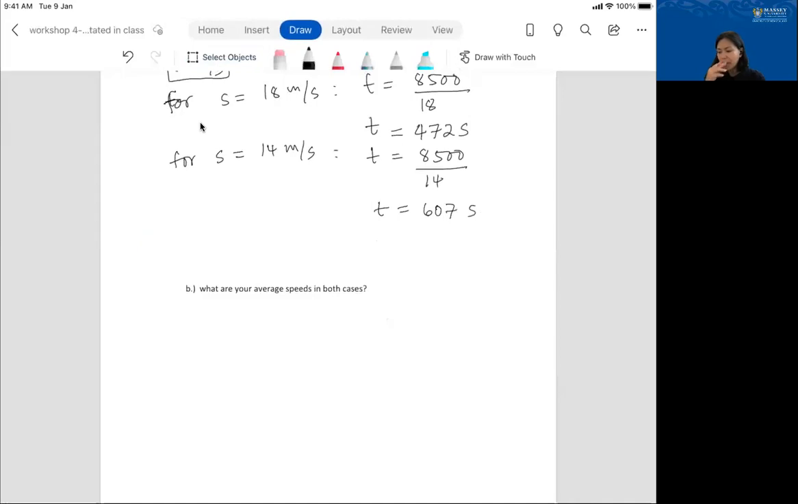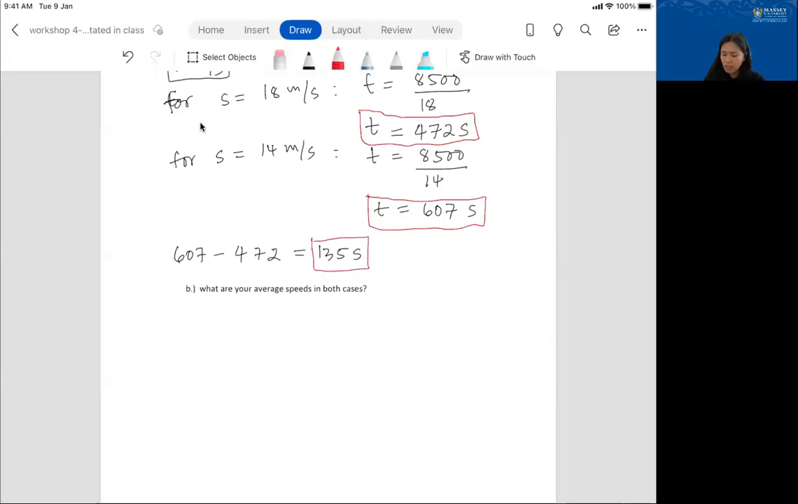Okay, so what's the time difference? How much time do you gain by speeding? By comparing this, the time when you're speeding, to the time when you're driving at your regular speed, we can subtract these two. The difference in time will be 607 minus 472, which gives you a difference of around 135 seconds. So this is how much time you will gain by speeding up.